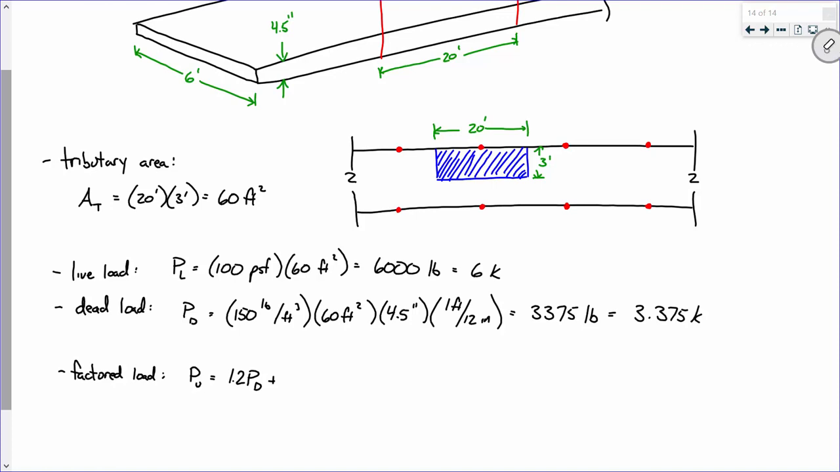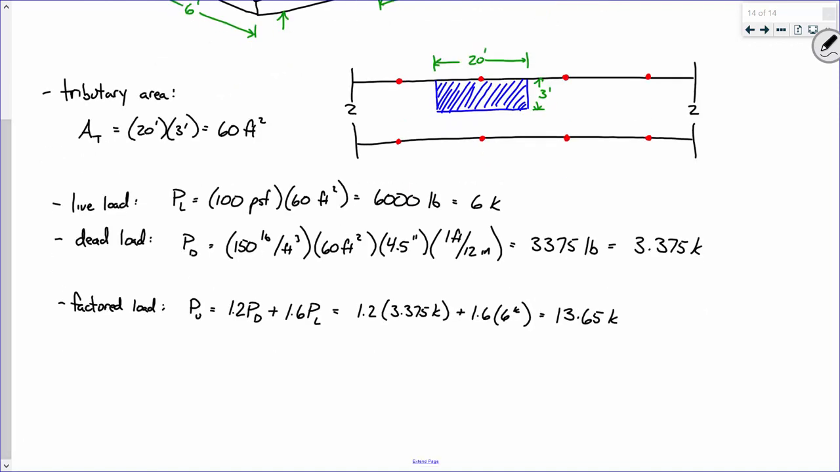All right, 1.2 times the dead plus 1.6 times the live, so 1.2 times 3.375 kips plus 1.6 times 6 kips. So what does that come out to be? I heard 13.65, you said? I got a second on that? Here we go.